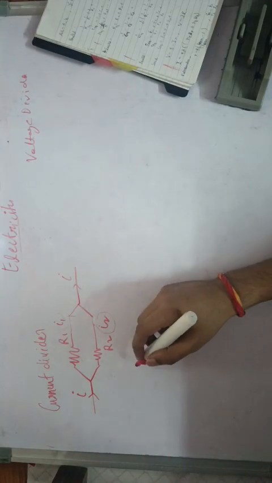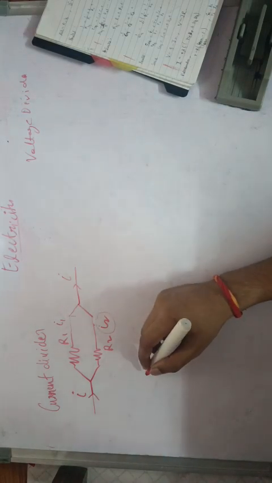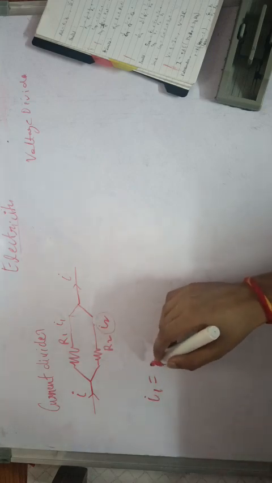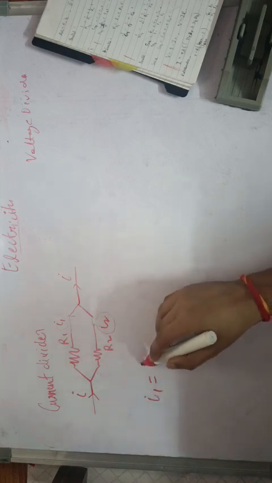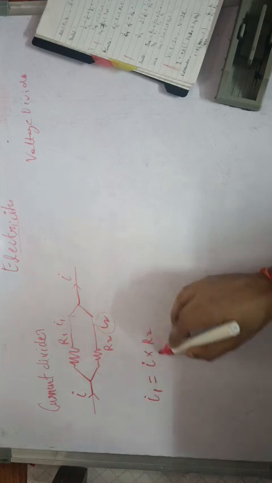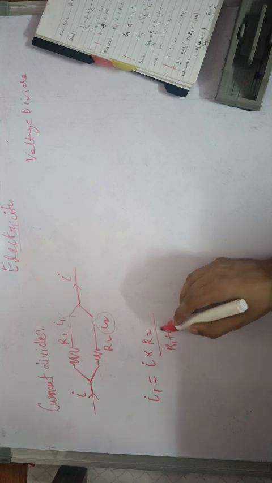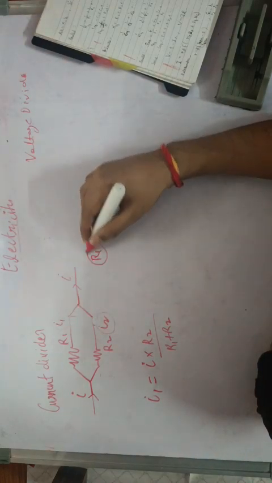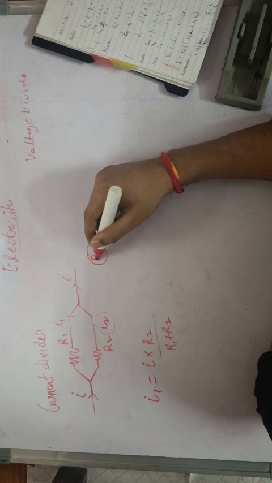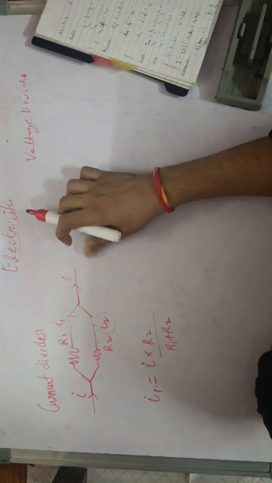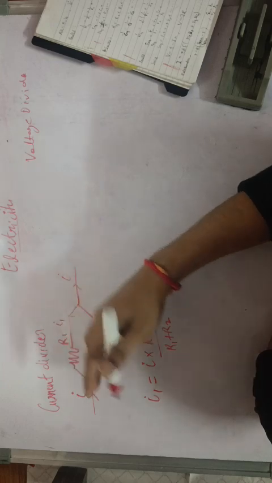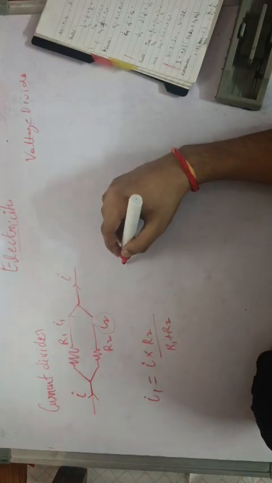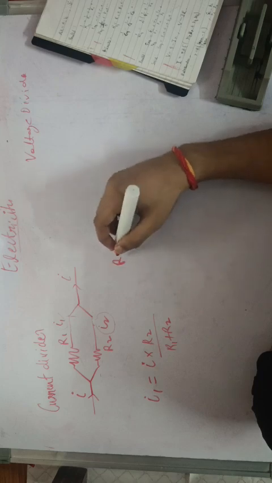So the formula of current is simply given by I1 is equal to I, which is the current going inside, into R2 over R1 plus R2. What it means is that the higher the resistance, the lower is the current, and the lower the resistance, the higher is the current. So the current gets divided in the ratio dependent on the R1 and R2.